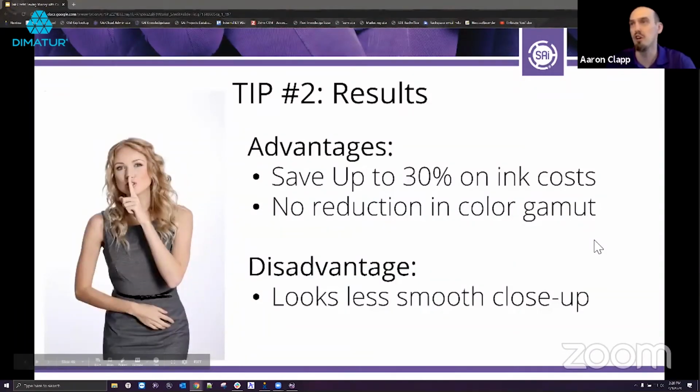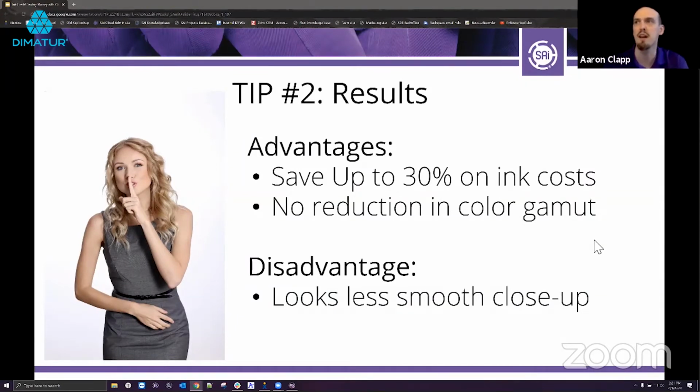So again, what are the results going to look like? Well, we're going to save up to 30% on ink costs. We're no longer dumping exorbitant amounts of ink on prints that don't really need it. Another advantage is that we don't lose any color gamut by reducing the light cyan or light magenta. The disadvantage is that it's going to look less smooth up close.